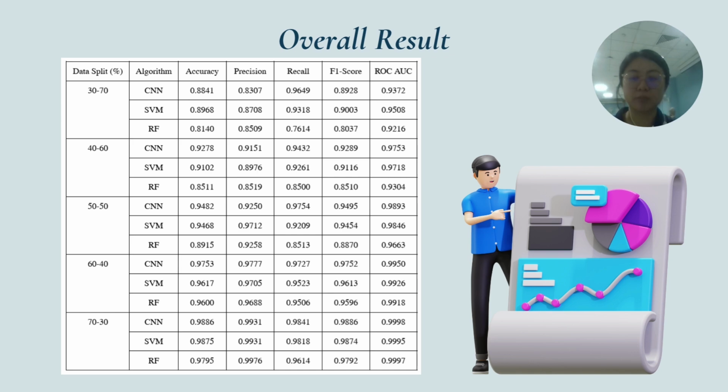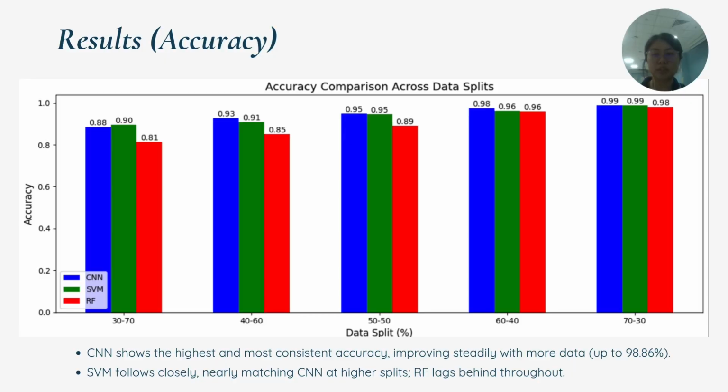Next, let's come to the result part. This table shows the overall results trained by different algorithms, which are convolutional neural network (CNN), support vector machine (SVM), and random forest. Now let's analyze each evaluation metric in detail. CNN shows the highest and most consistent accuracy, improving steadily with more data up to 98.86%. SVM follows closely, nearly matching CNN at higher splits. RF lags behind throughout in accuracy.